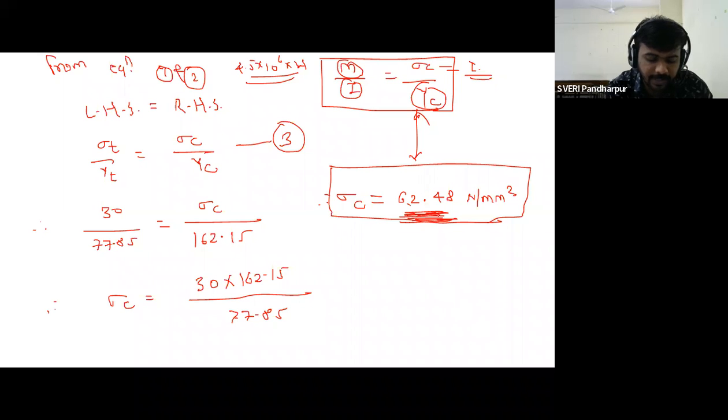Full stop. This section is used for a cantilever beam having length 3 meter, subjected to UDL. Full stop.